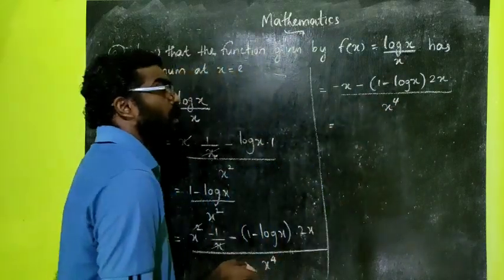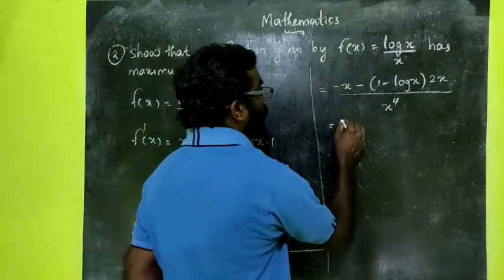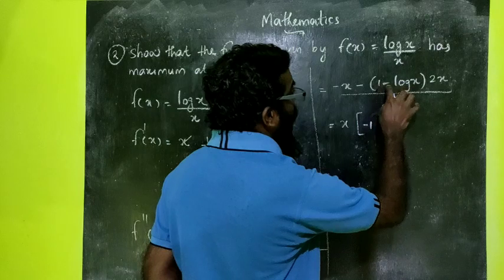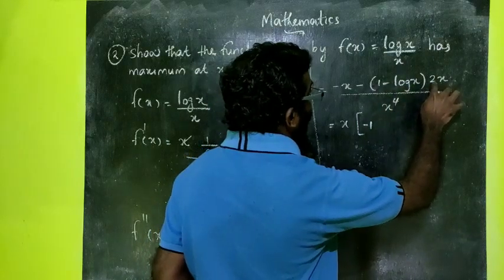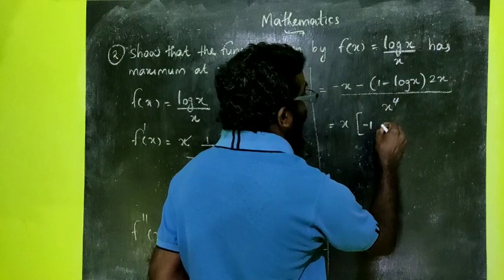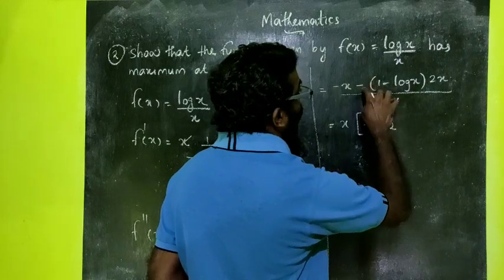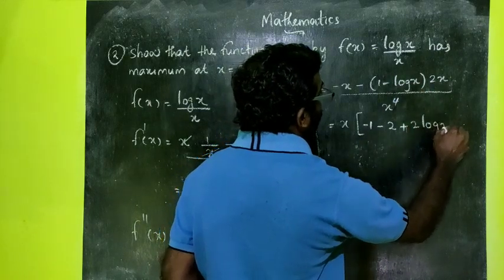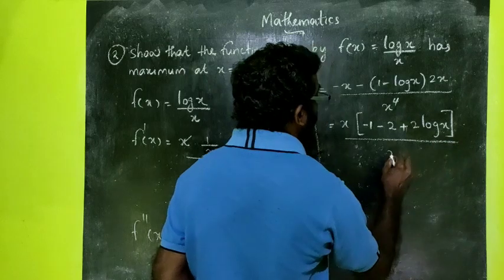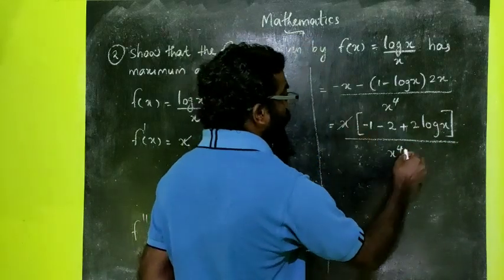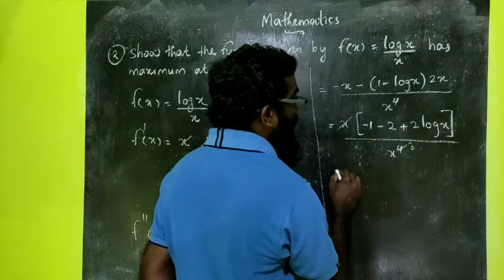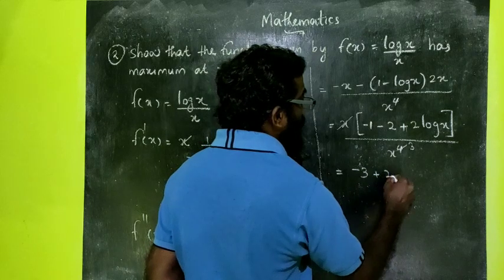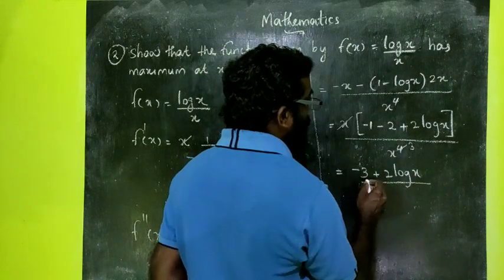From the numerator we can take one x common. So x into, here minus 1, here we can multiply this minus sign and remove the bracket. 1 into 2 is here, so minus 1 into 2, that is minus 2, minus into minus plus, then 2 into log x, 2 log x, divided by x power 4. This x and x power 4 we can cancel, here x cube. Minus 1 minus 2, minus 3, then plus 2 log x, divided by x cube.